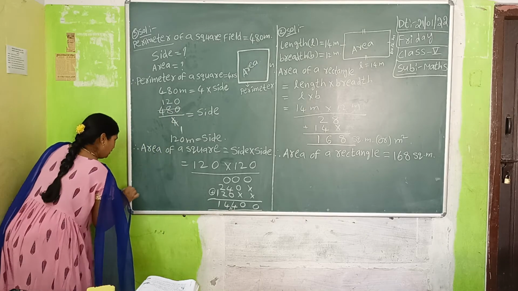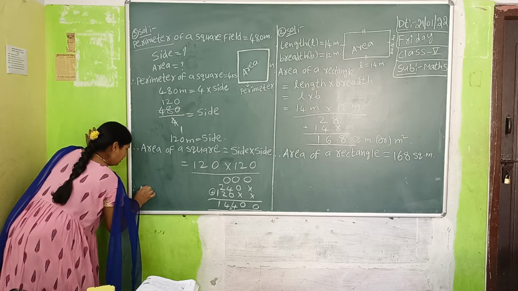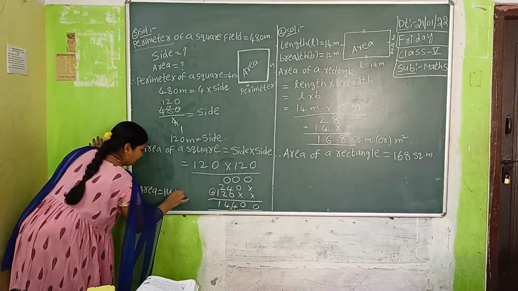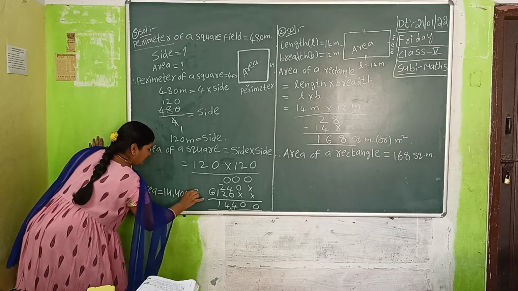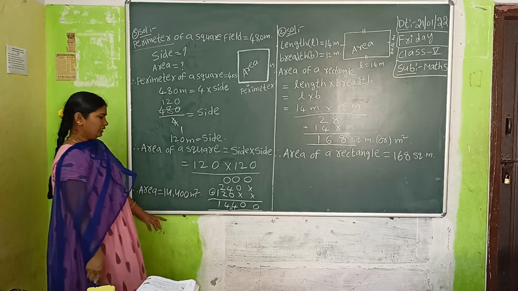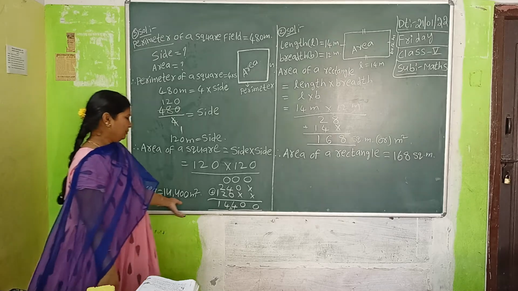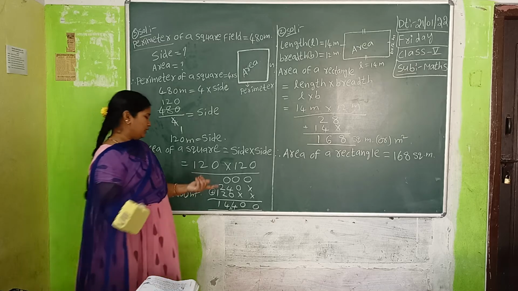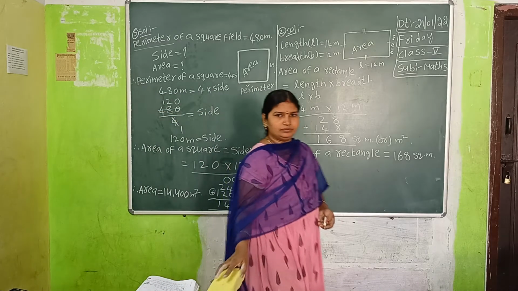14,400. Now you have to write down. Therefore, area equal to 14,400 meter square or square meter. Okay? Like this you have to write down. I think the second answer is also over. I'll write the second one.